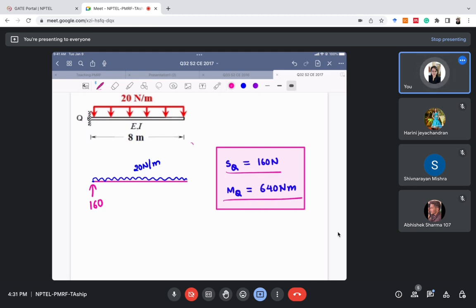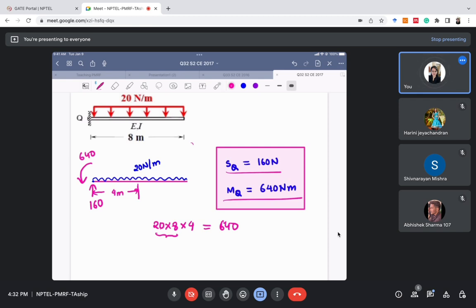The second thing is moment at Q. So moment at Q will be equal to load multiplied by distance. So what is the total load? Total load is 20 multiplied by 8, right? And the distance is the distance between this support and the CG of this load, which is 4 meter, right? So moment will be 20 multiplied by 8, that is total load, multiplied by the distance between the support and the CG of this load. So finally it is also coming out to be 640 Newton meter.